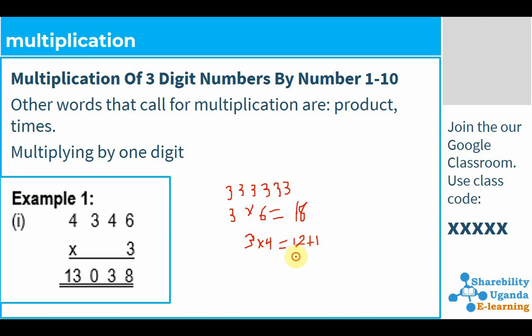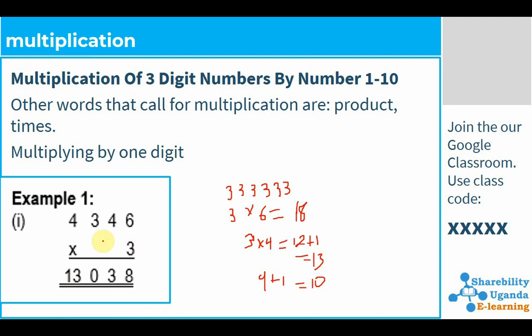So we shall be able to get our answer, 13. Okay, so we shall write our 3 and remain with our 1. What is 3 times 3? The answer is 9. Remember, we have our 1 here, plus 1, we shall be able to get 10. So we shall write a 0 and carry 1.